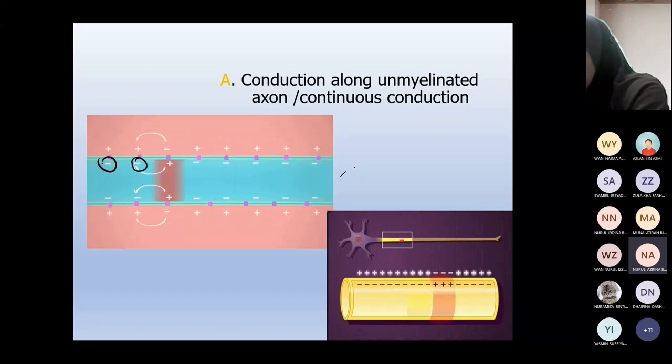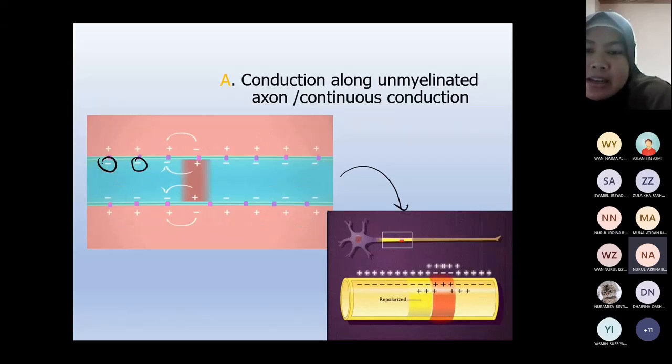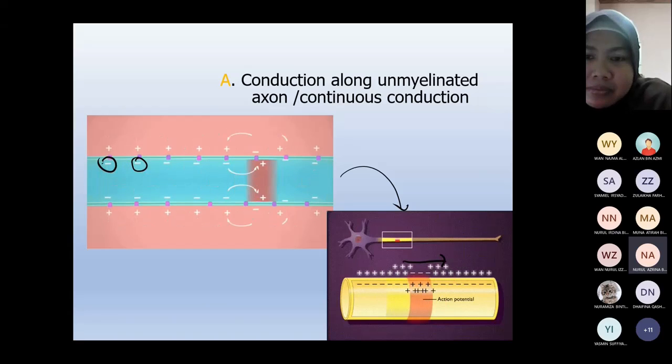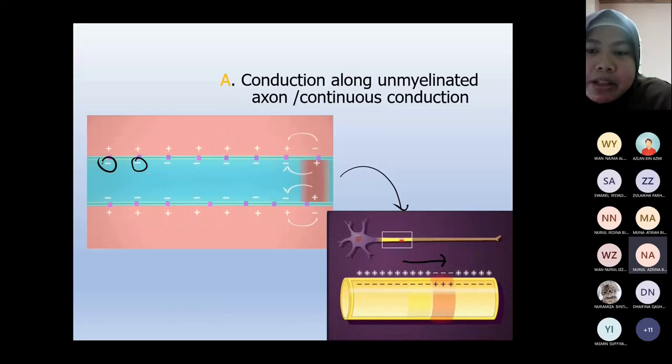Okay, the slow-motion video is down here. Look at the animation down here. You can see the movement of ion. When one region is depolarizing, it will cause the other region to depolarize, so you can see impulse is moving this way. So the previous region will undergo repolarization.